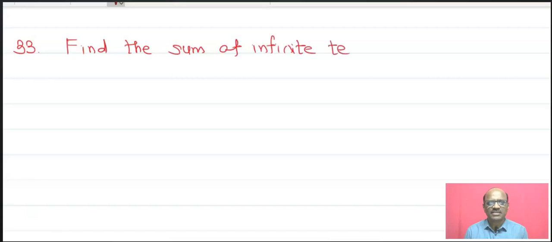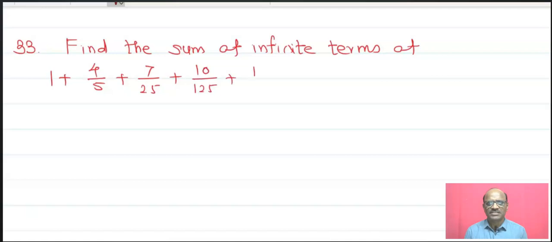Now next is question number 33. Again, the answer to this question is different from the textbook. I had solved it in my way. If you like this, then write down this answer also. Now 1 plus 4 upon 5 plus 7 upon 25 plus 10 upon 125 plus 13 upon 625 and so on to infinity.